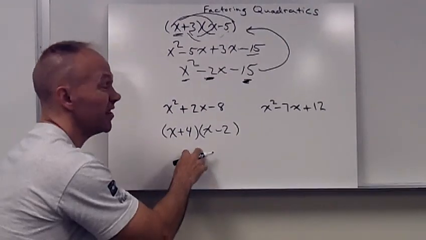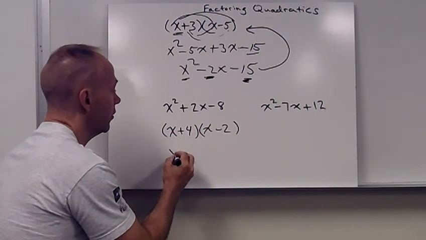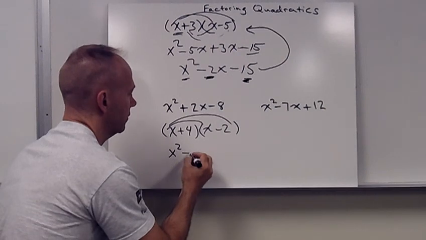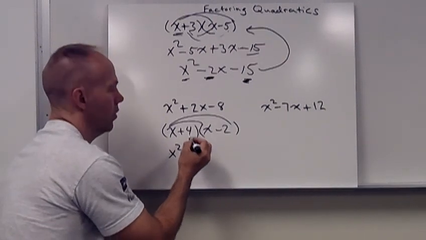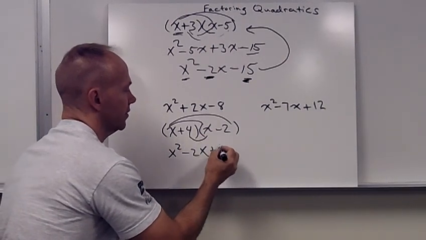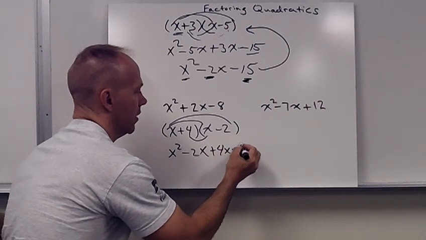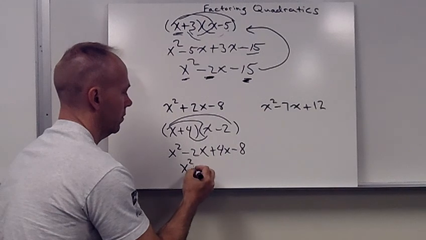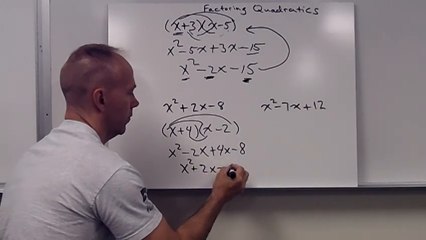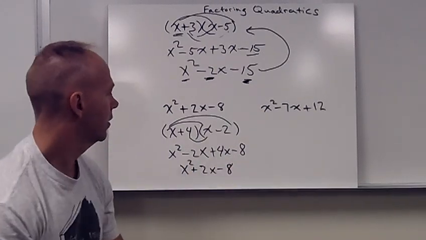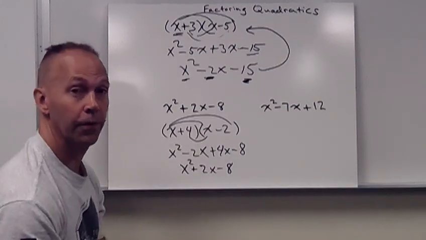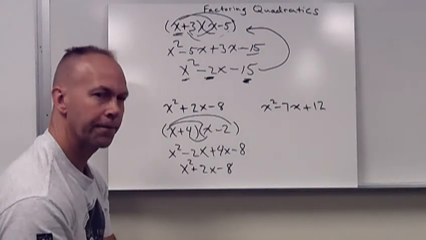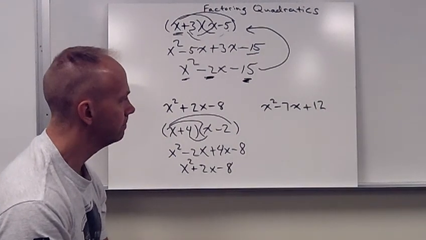Now, you can test this. Did I factor correctly? Distribute: x times x, x squared; x times negative 2, negative 2x; 4 times x, 4x; 4 times negative 2, negative 8. And I do indeed end up with what I started out with. This one here, you try it. Pause the tape.